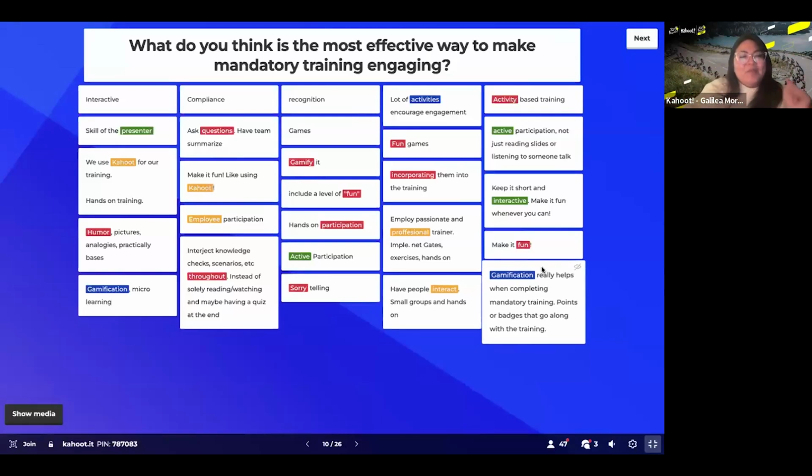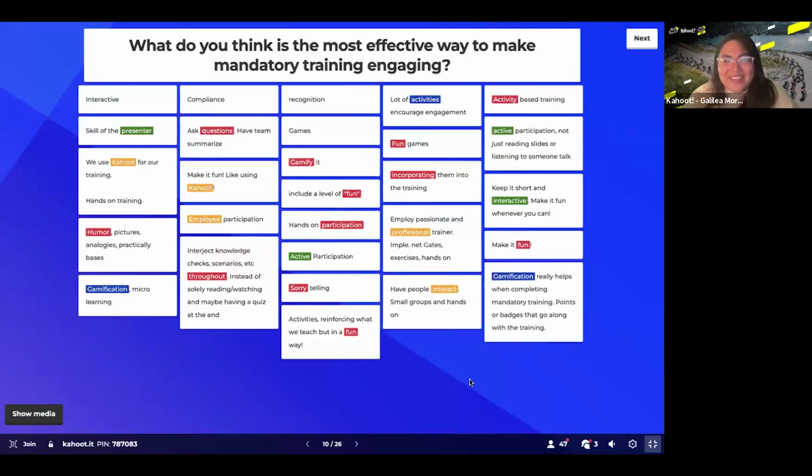But I like also humor, pictures, analogies. I love to use GIFs. Sometimes I have to feel it out because I'm a death by GIF person. So I love to use little animations. I think they just bring a good air of levity to things.